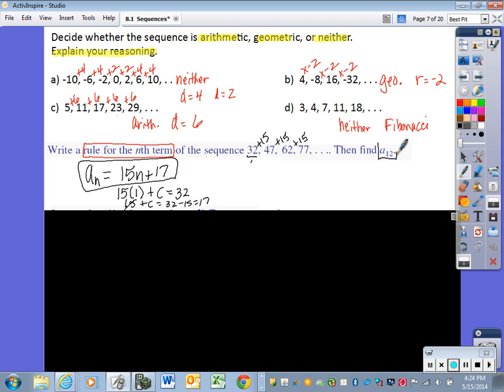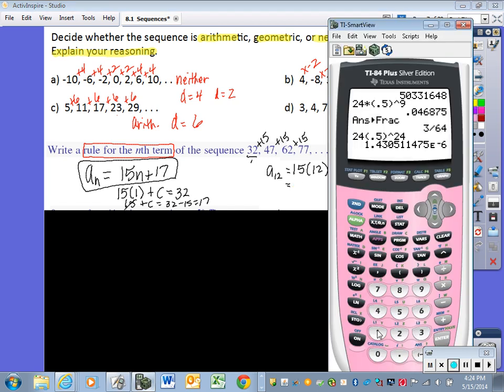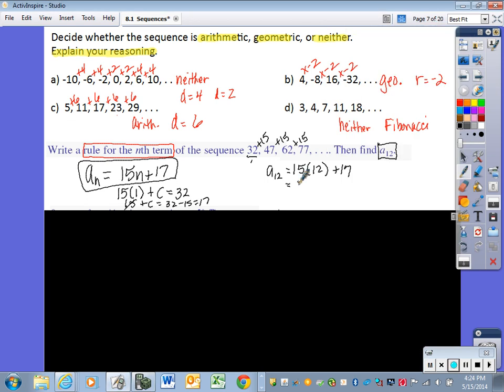It also says this. What does a sub 12 mean? To find the 12th term. So plug a 12 into your equation. 15 times 12 plus 17. 197.